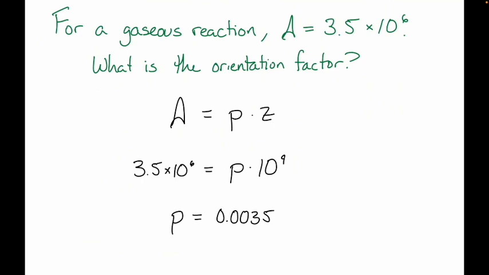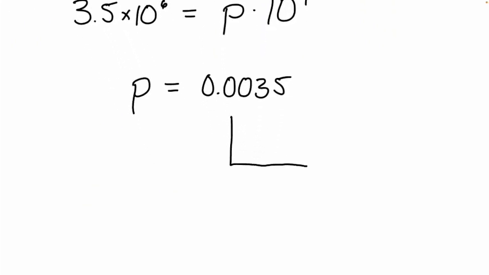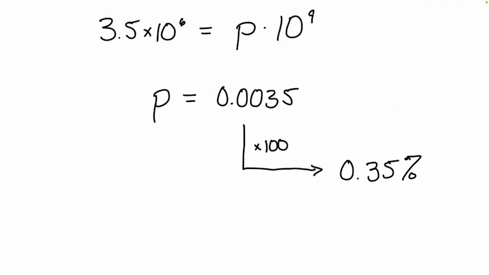All right, so our orientation factor for this reaction is 0.0035. All right, so that's the fraction of effective collisions. We like to think of things in terms of percentages. The world has trained us to think of things in terms of percentages. So this is the same thing as saying that 0.35% of all collisions that occur in this reaction are effective collisions, actually lead to product. Okay, so that orientation factor multiplied by 100 will give you your percentage, thinking about this not as a fraction, but as a percent.